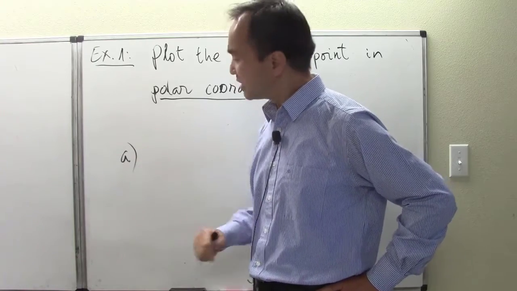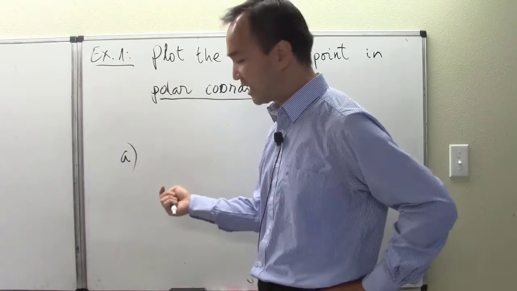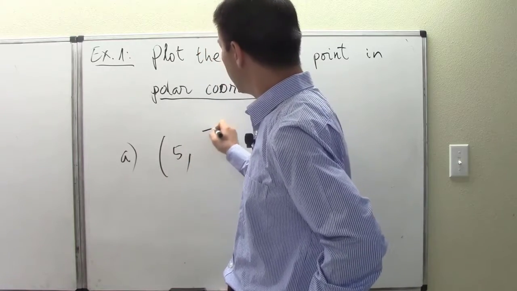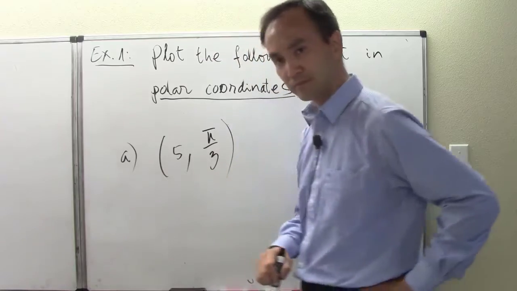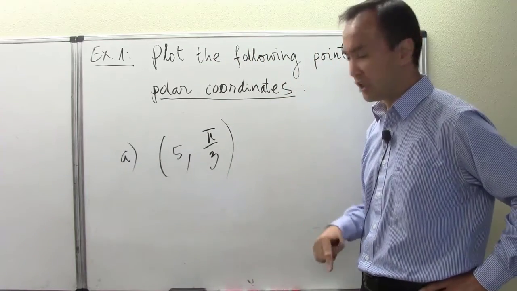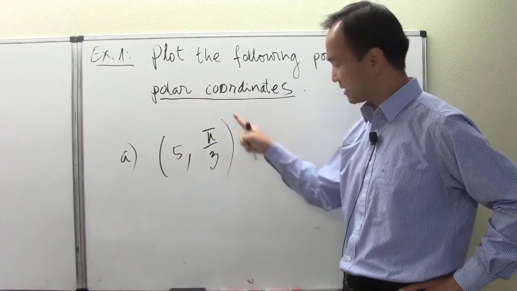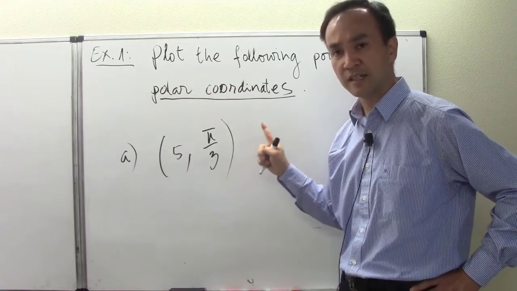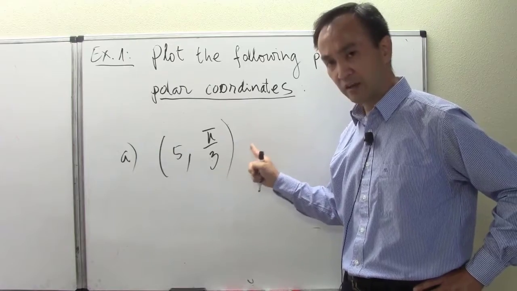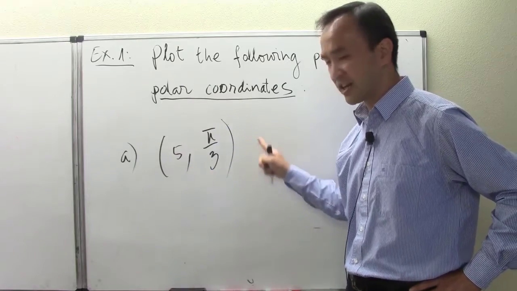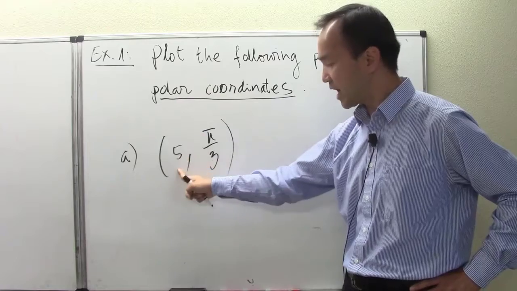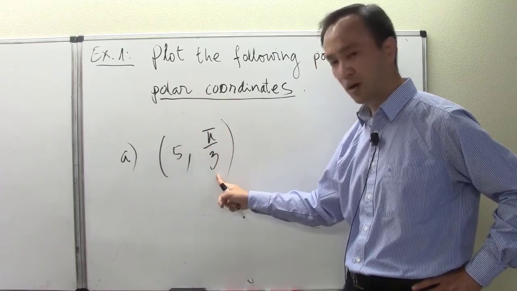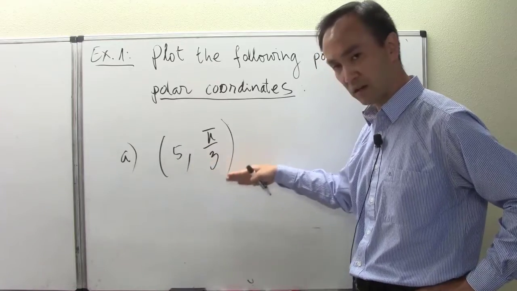So back to this example 1 right here. Part A, you are simply given a point as following: 5, comma, pi over 3. All right, so let's get used with that. This is a point, but this point is not represented in rectangular coordinates. This point is represented in polar coordinates. So this is radius, angle. Radius from the pole, an angle made from the axis on the x-axis, right?